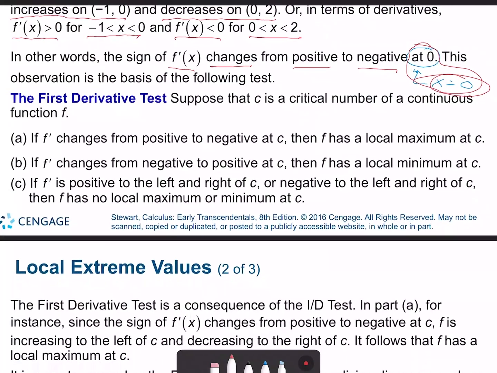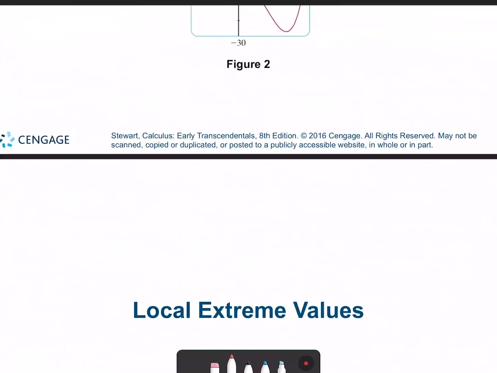Okay, so the first derivative test. If c is a critical number of a continuous function, so if the first derivative equals 0, then we've got a point that has an x-coordinate, and we're going to say that the x-coordinate there is c. And if the first derivative changes from positive to negative at c, then we're going to have a local maximum there. And if we're changing from negative to positive, then we're going to have a local minimum.